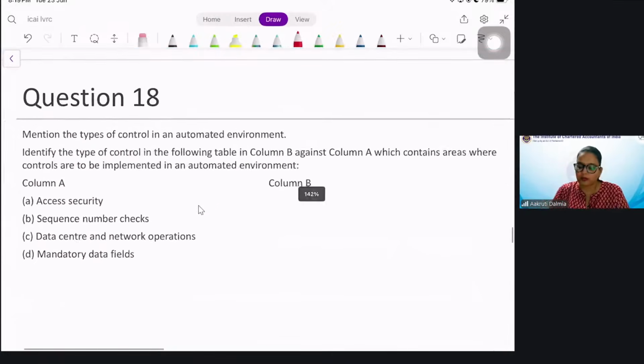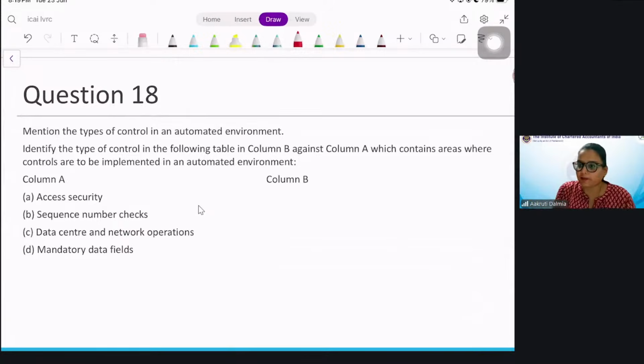It's an objective type question. Mention the types of control in an automated environment. That is, general IT control, application control. What is the third one that I have not told you yet? Can anyone tell me? Three types of controls are there in control environment. One is general IT control.